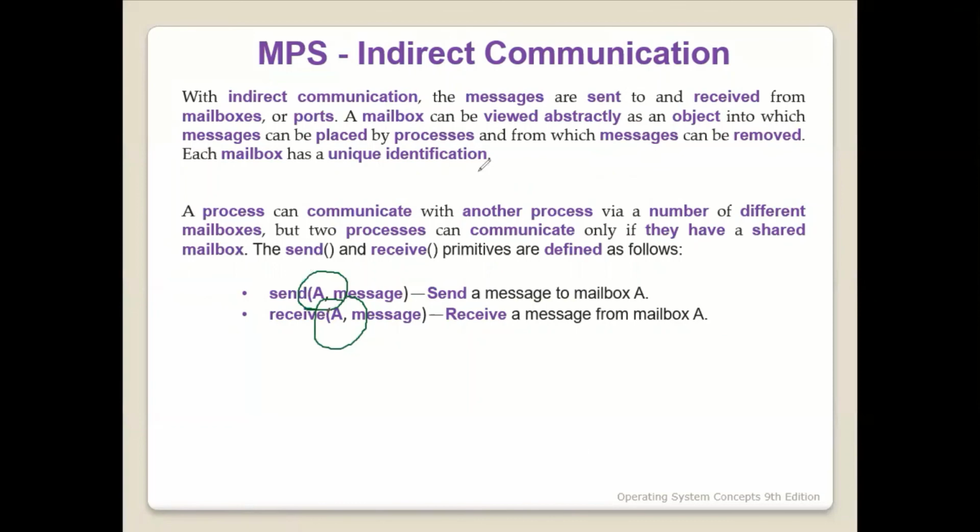So here we will be using a mailbox. You can call it a mailbox or a port. It can be viewed abstractly as an object into which messages are placed by processes, and from which messages are removed by processes. Each mailbox has a unique identification, so the name is going to be different. A process can communicate with another process via a number of mailboxes.